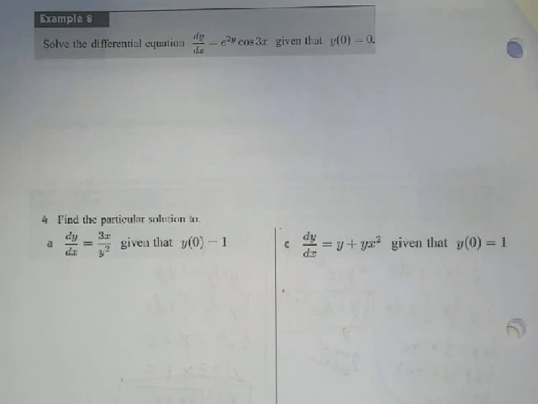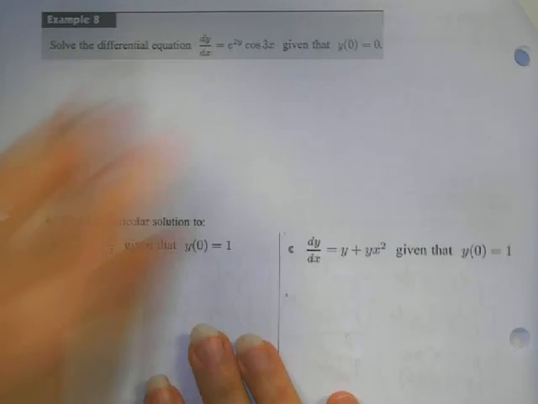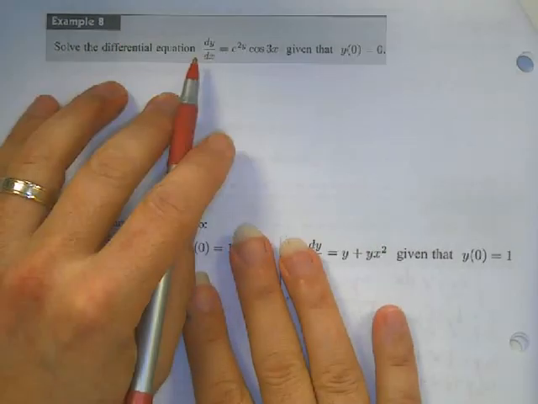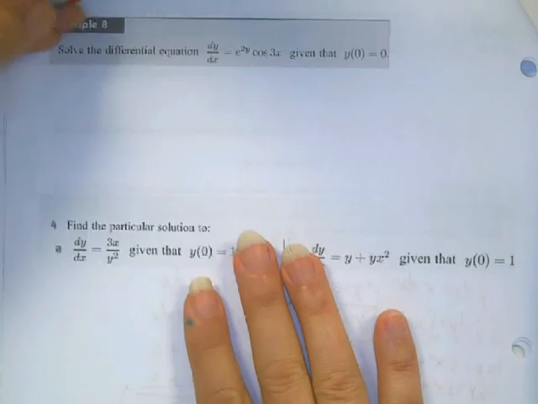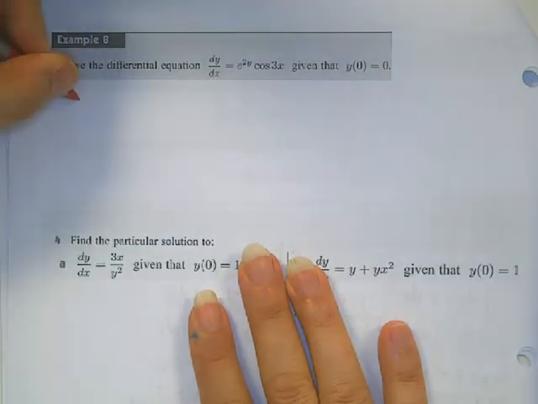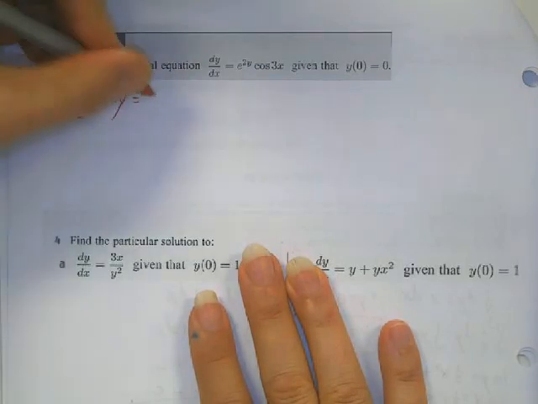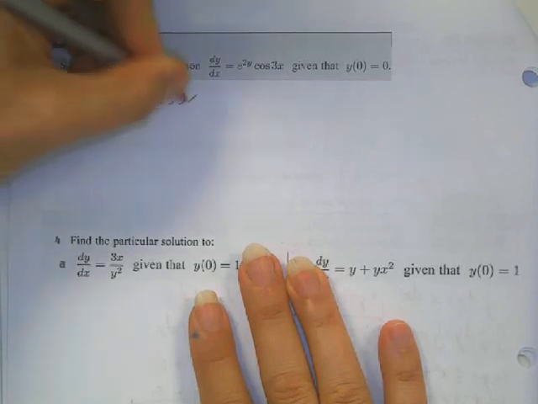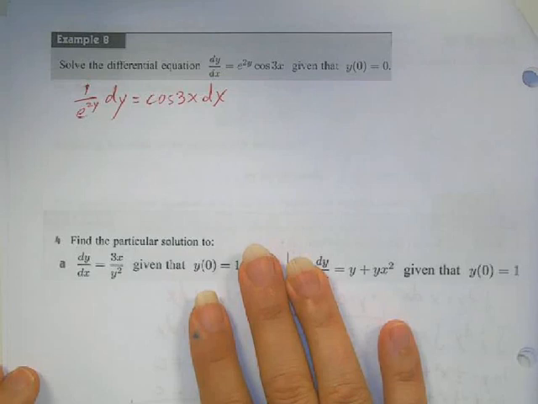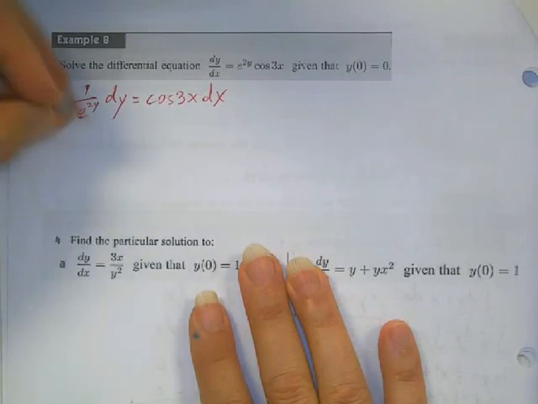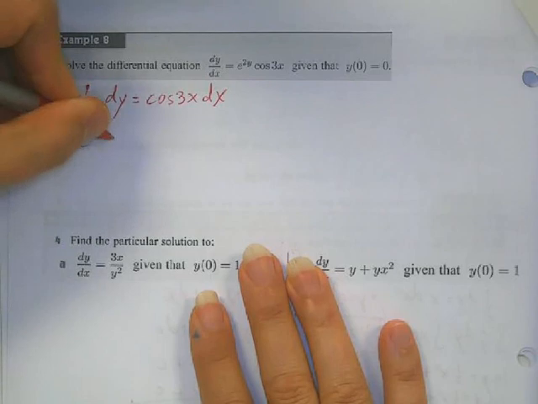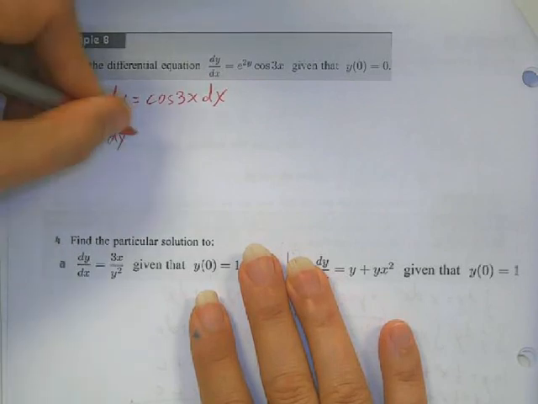Example 8. Okay. We're going to divide both sides by e to the 2y. And I'm going to multiply both sides by dx. Okay. Now, since this is in the denominator, I'm going to rewrite this as e to the negative 2y and bring it in the numerator. We'll take the integral of both sides.